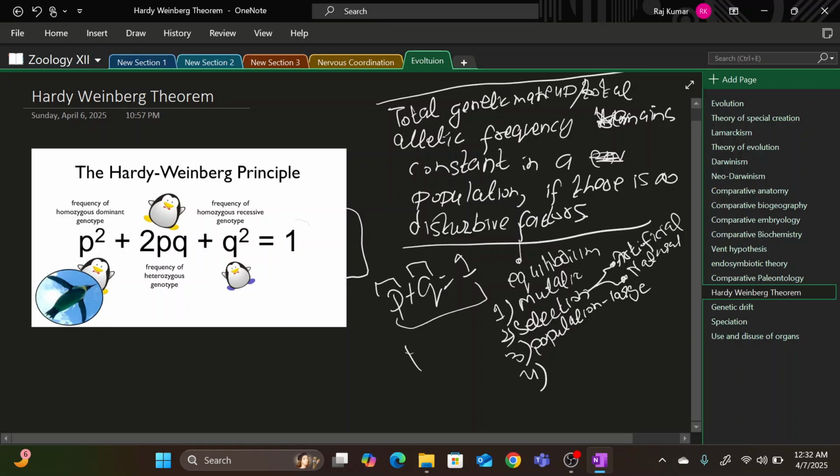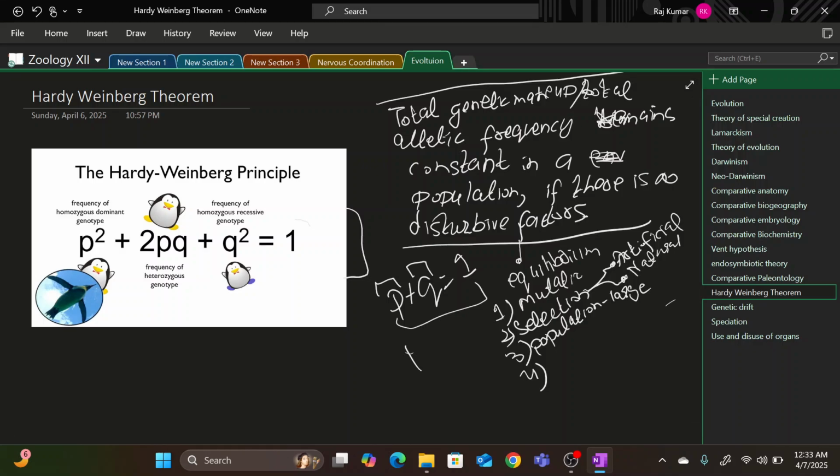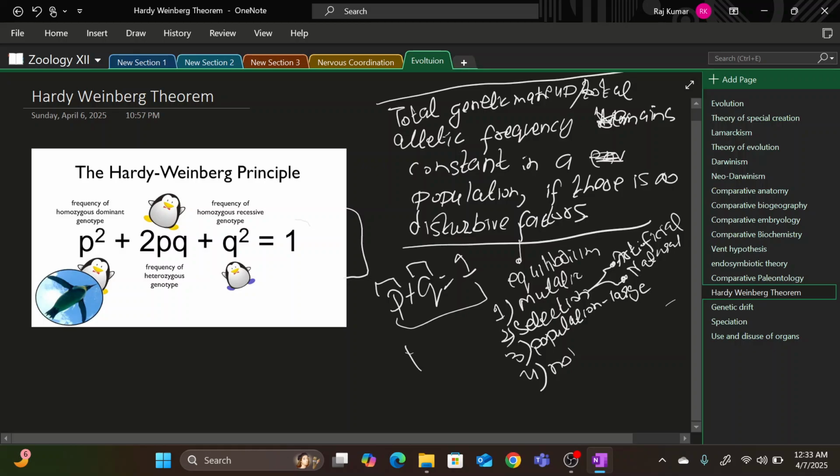It is not applicable to a small population, because if you have a small population, it is not essentially going to change the allelic frequency, but it is going to deviate from the original values given by the equation. And there should not be non-random mating.